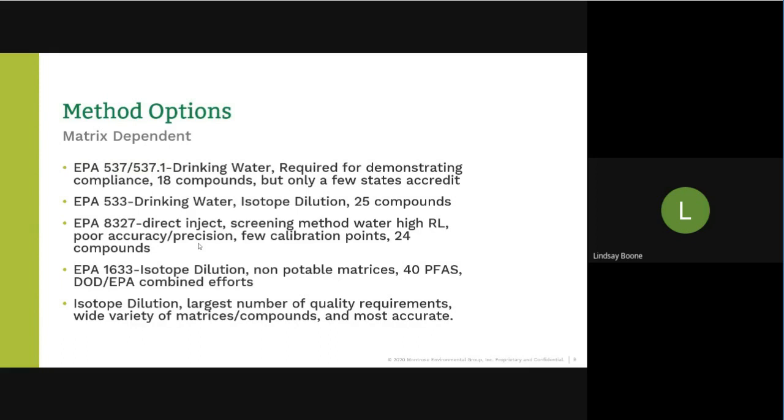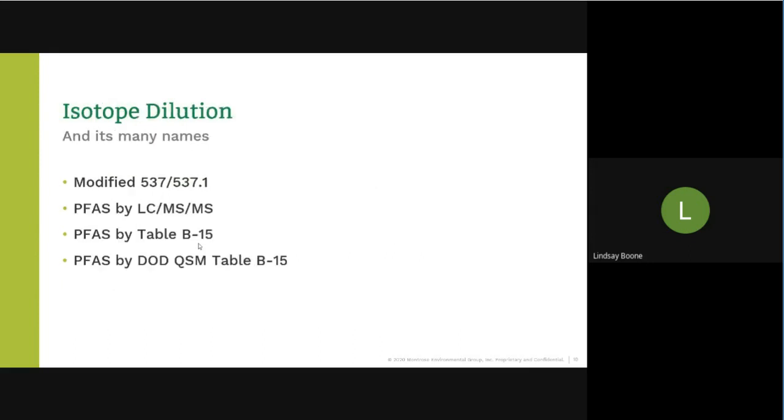Now, EPA 1633 is not out yet, but it is also going to be utilizing isotope dilution. Right now, EPA 1633 is in a multi-lab validation study, and we don't expect it to be published and ready to use until 2023. This is going to be a great method for non-potable matrices. If this method was available at the time of this study, it might have been the go-to method. It's going to report 40 PFAS compounds, and it was a collaborative effort between the Department of Defense and the EPA.